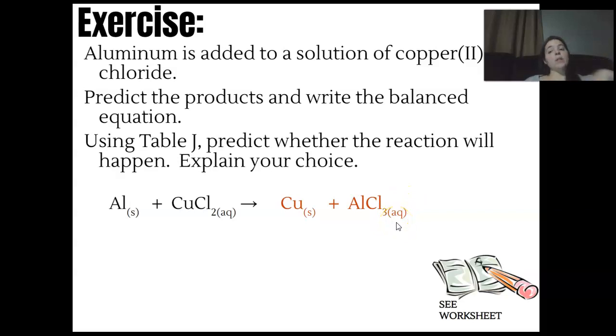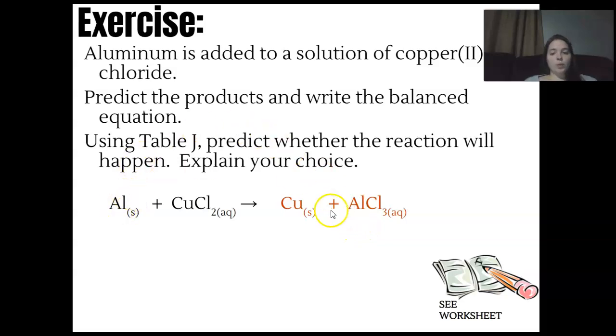It is going to be aqueous. I checked it with my table. And most chlorides do not have the exception, while aluminum doesn't have the exception. So it's going to be an aqueous solution still. Alrighty then. Now I gotta start balancing it.